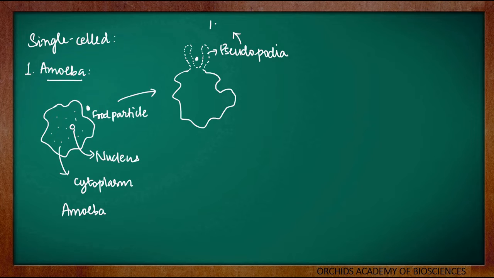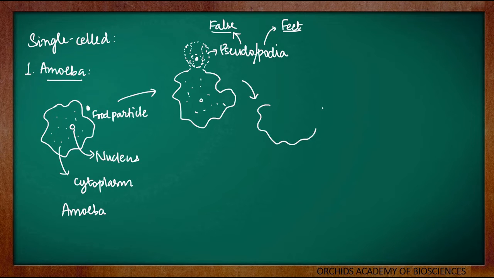Here pseudo means false, and podia, or podium, means feet, which means they are their false feet. These are not their original feet. They do not have any hand or feet, anything like that. These are just the extension of the cytoplasm which is spread around the food particle to capture it. So now the pseudopodia will be completely capturing this food particle and this forms a food vacuole.